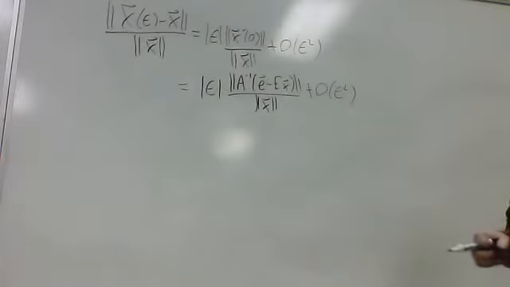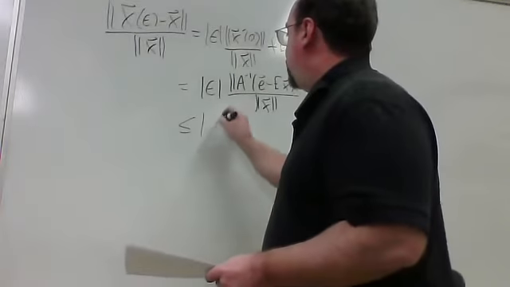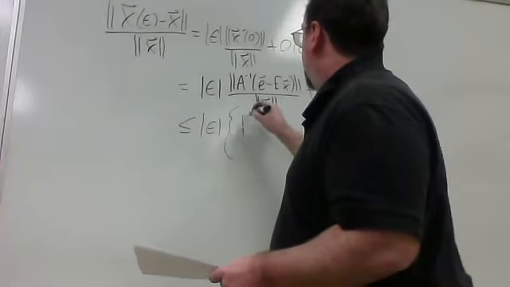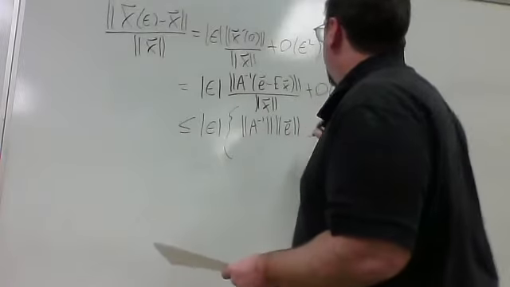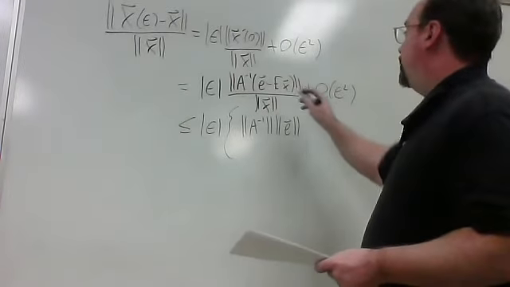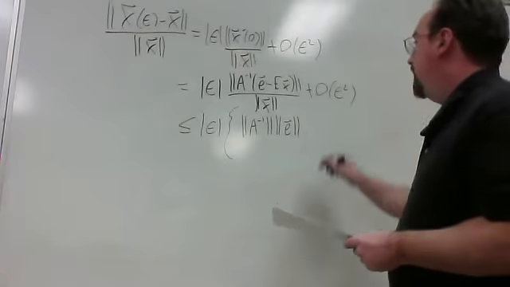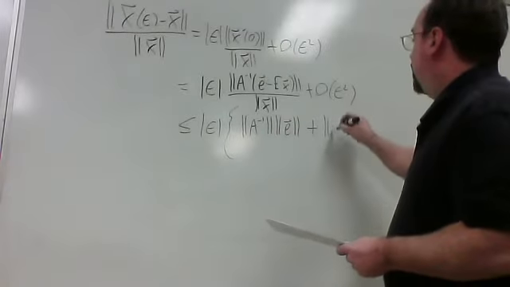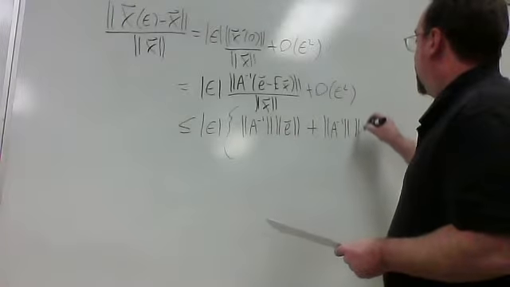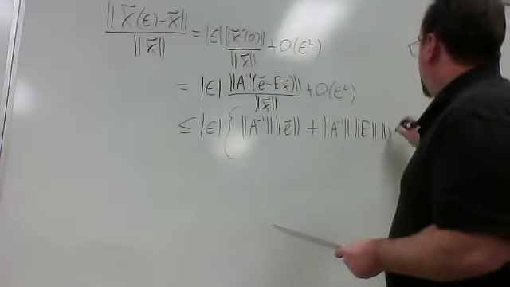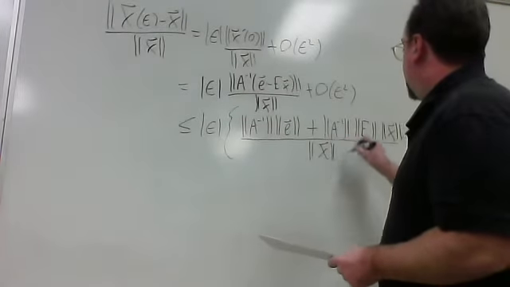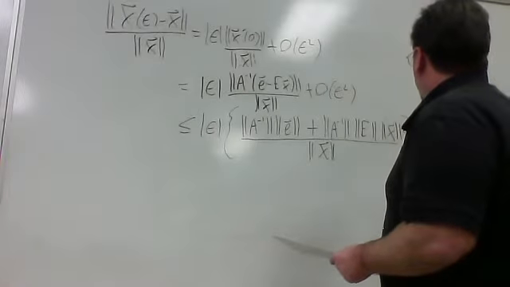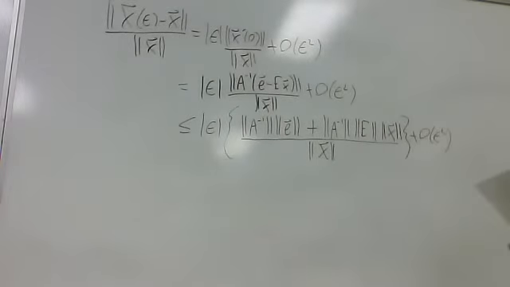The norm of a product is less than or equal to the product of the norms. So I can say this is less than or equal to epsilon times norm of A inverse, norm of E, and then here I'm using a triangle inequality, plus norm of A inverse times the norm of big E times the norm of x all over the norm of x plus order epsilon squared terms.